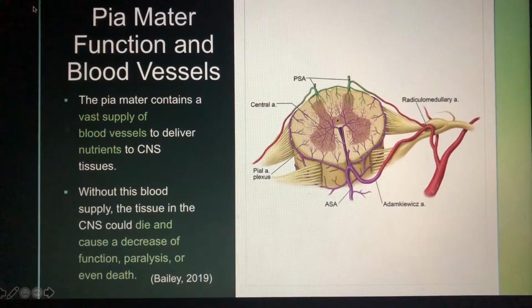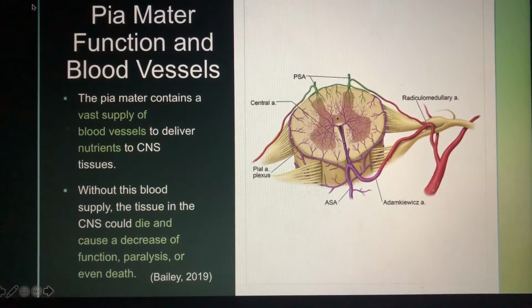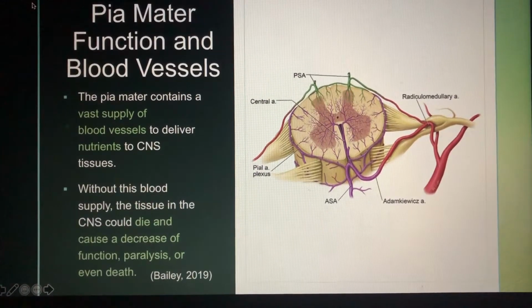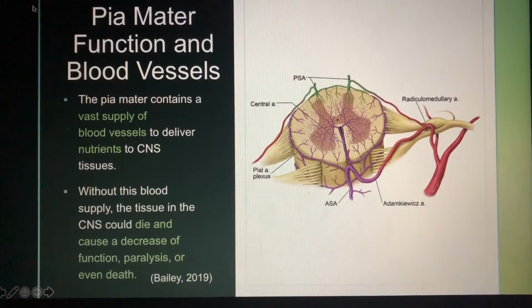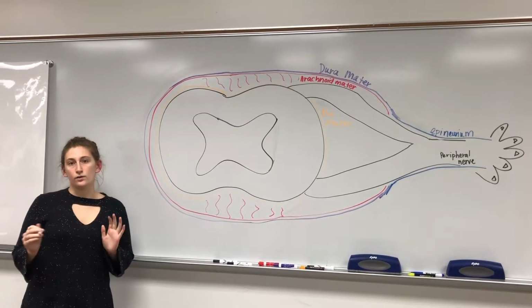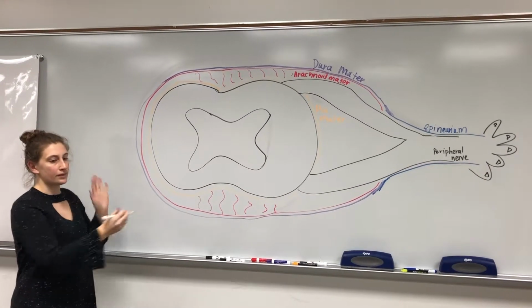The pia mater also contains a vast supply of blood vessels to deliver nutrients to the central nervous tissues. Without this blood supply, the tissue in the central nervous system could die and could cause a decrease of function, paralysis, or even death. All right, so now we're going to go over what we just talked about and summarize it in one photo.